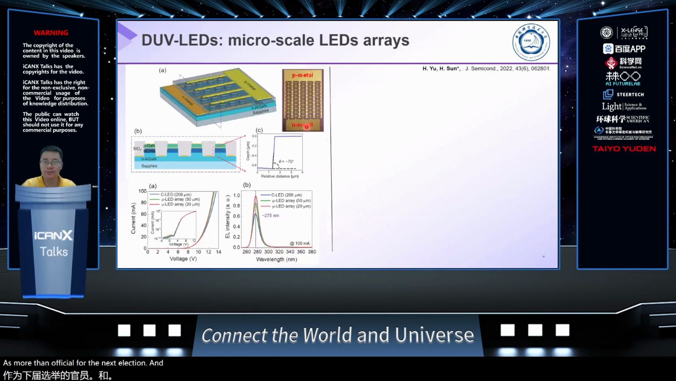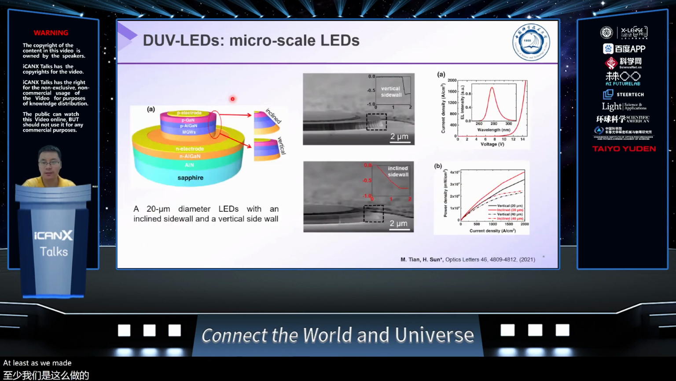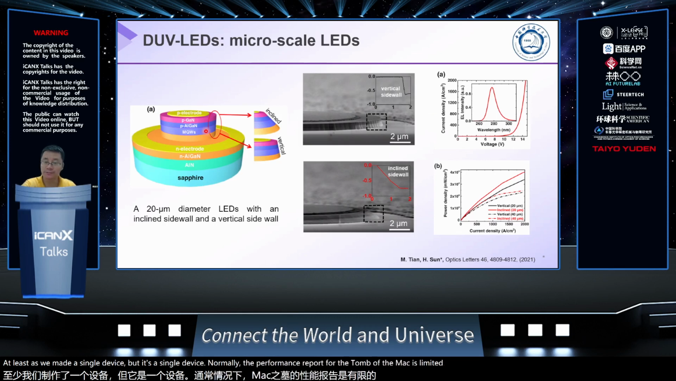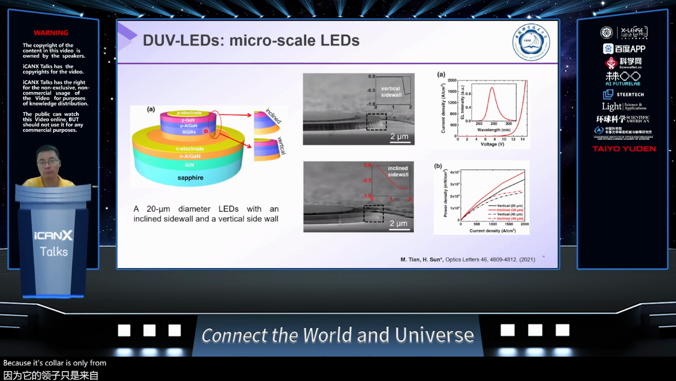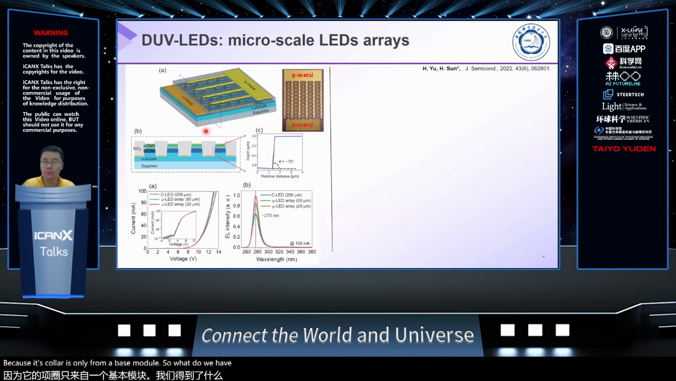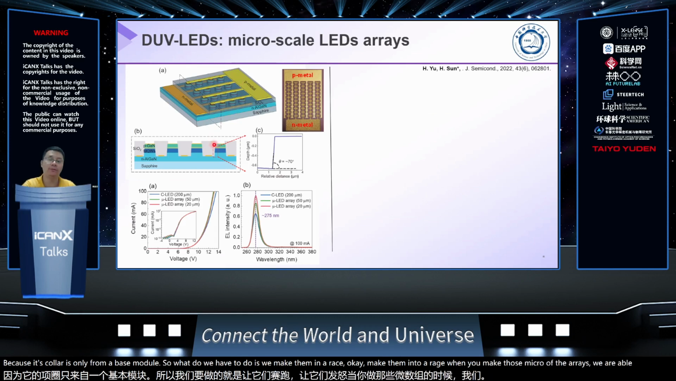And for a single device, if we make those micro-scale LEDs as we made here, the performance of a single device is normally limited because its power comes from a very small chip. So what we have to do is make them into arrays. When we make those micro LED arrays, we are able to generate high power.